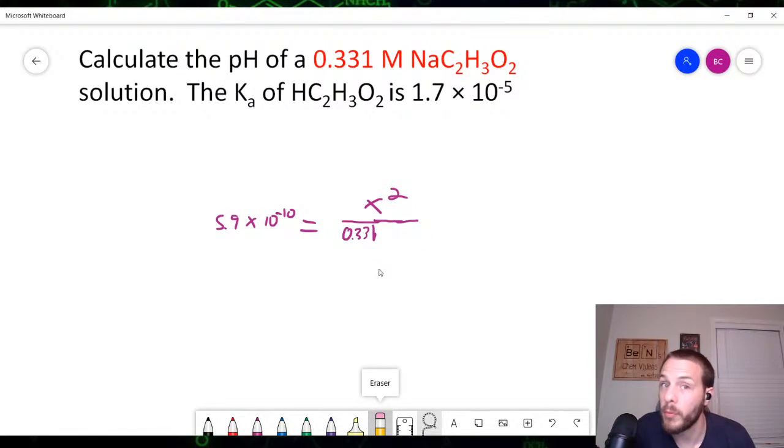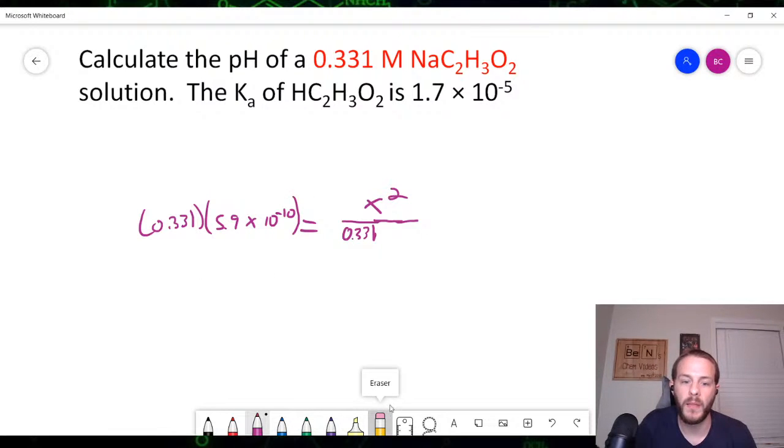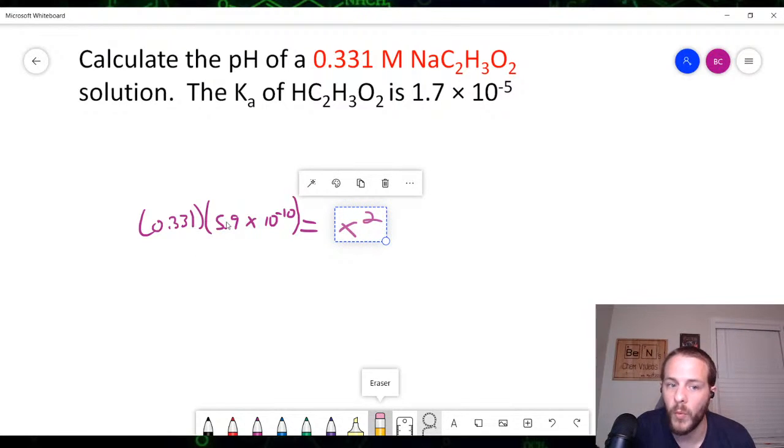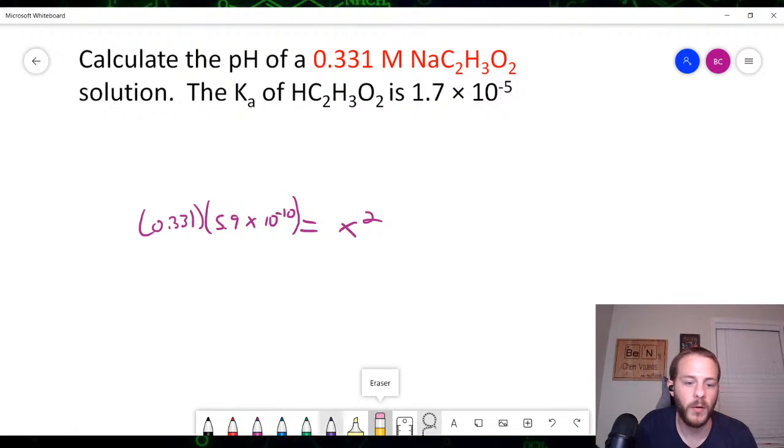X squared over 0.331 is equal to 5.9 times 10 to the minus 10. We're going to multiply both sides of the equation by 0.331, which gets rid of it in the denominator. So we're left with X squared equal to the product of 0.331 and 5.9 times 10 to the minus 10. To get rid of the square, we take the square root of both sides, and the square root of X squared is simply X.